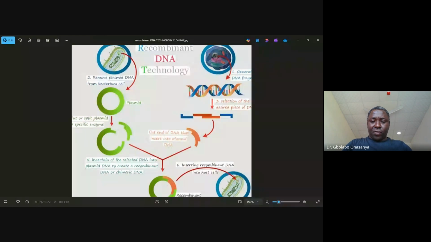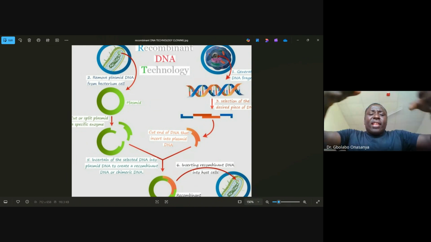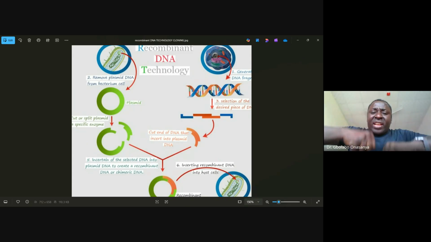Let me check liposuction. I'm going to show you. Now, today I want to dwell on cloning as a transgenic technique, and at the same time recombinant DNA technology as a transgenic technique. But recombinant DNA technology is one of the subset transgenic techniques in cloning.